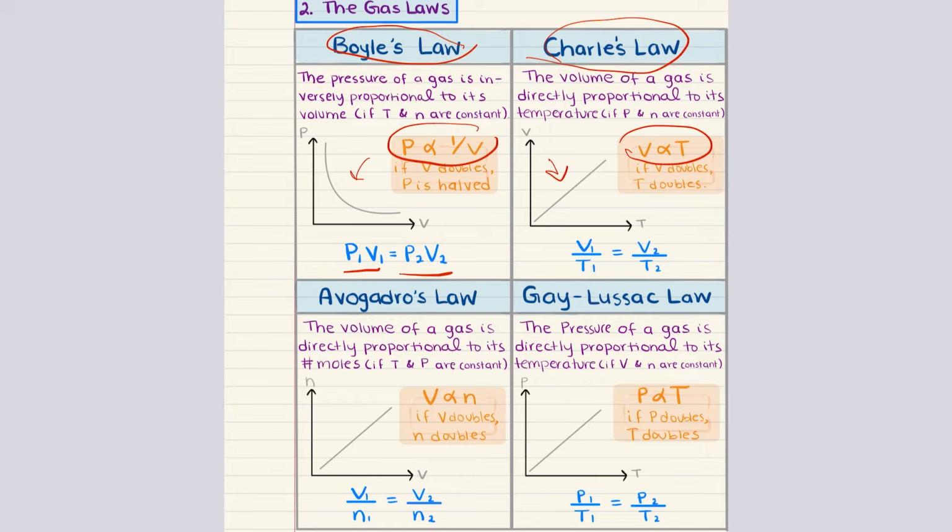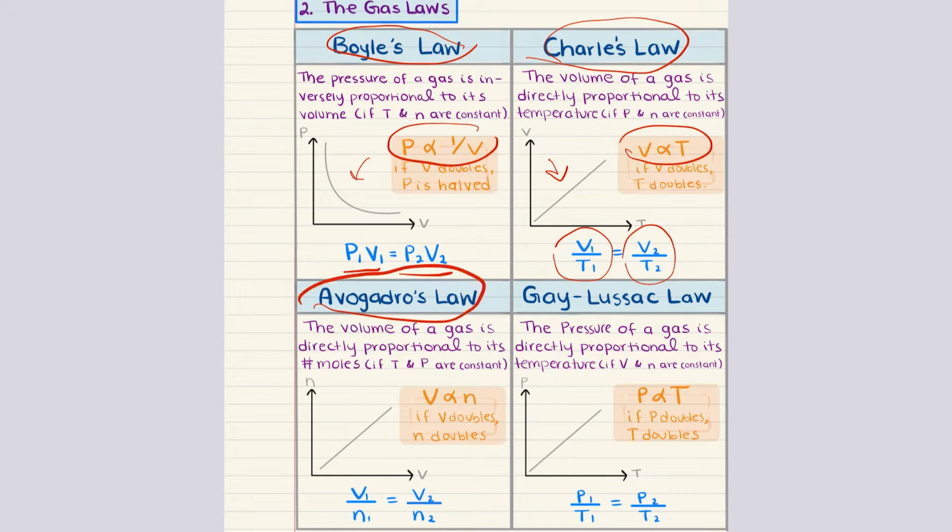Now, Charles' research also led to the understanding that minus 273.15 degrees Celsius corresponds to 0 Kelvin, and this is the basis for the Kelvin scale, also known as absolute temperature. Now, Charles' law can be mathematically formulated as V1 over T1 equaling V2 over T2.